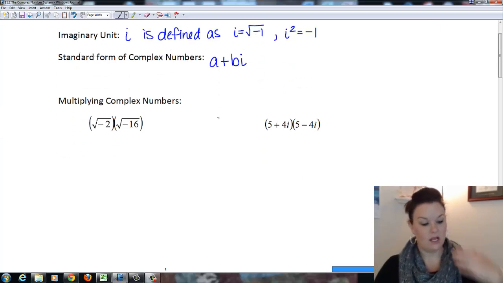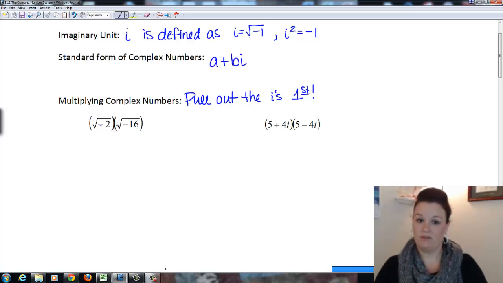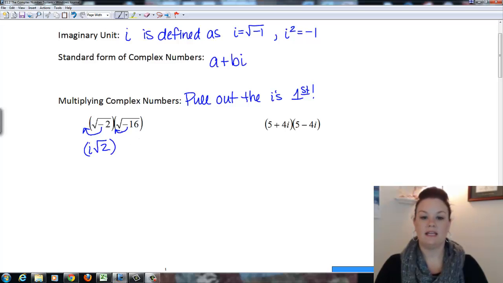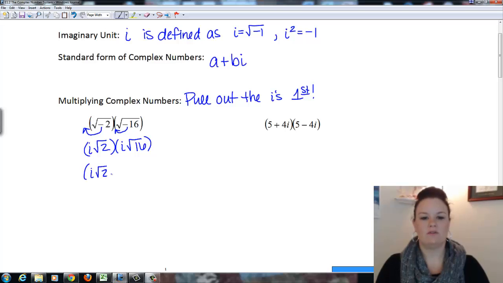When we multiply, we always pull out the i's first. So I'm going to say pull out the i's first. Very important. Okay. So I'm going to go ahead and simplify these. If I pull out this i, I'm left with i square root of 2. If I pull out the i here, I'm left with i square root of 16. Now, I can simplify this. I don't have to multiply right away. I can go ahead and simplify. Square root of 16 we know is 4. So I have i square root of 2 times 4i.